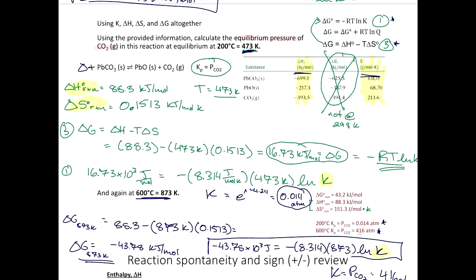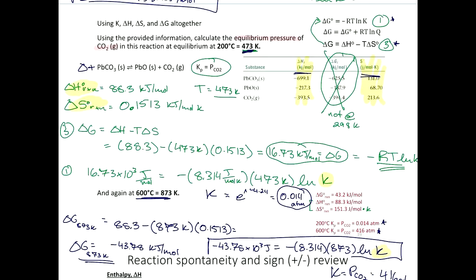So since this question is asking for equilibrium pressure of CO2, we can go ahead and use that first equation because that's where K is. We're at equilibrium. We just have to do some futzing around and some massaging to get the appropriate delta G, depending on what temperature it's at, all right?